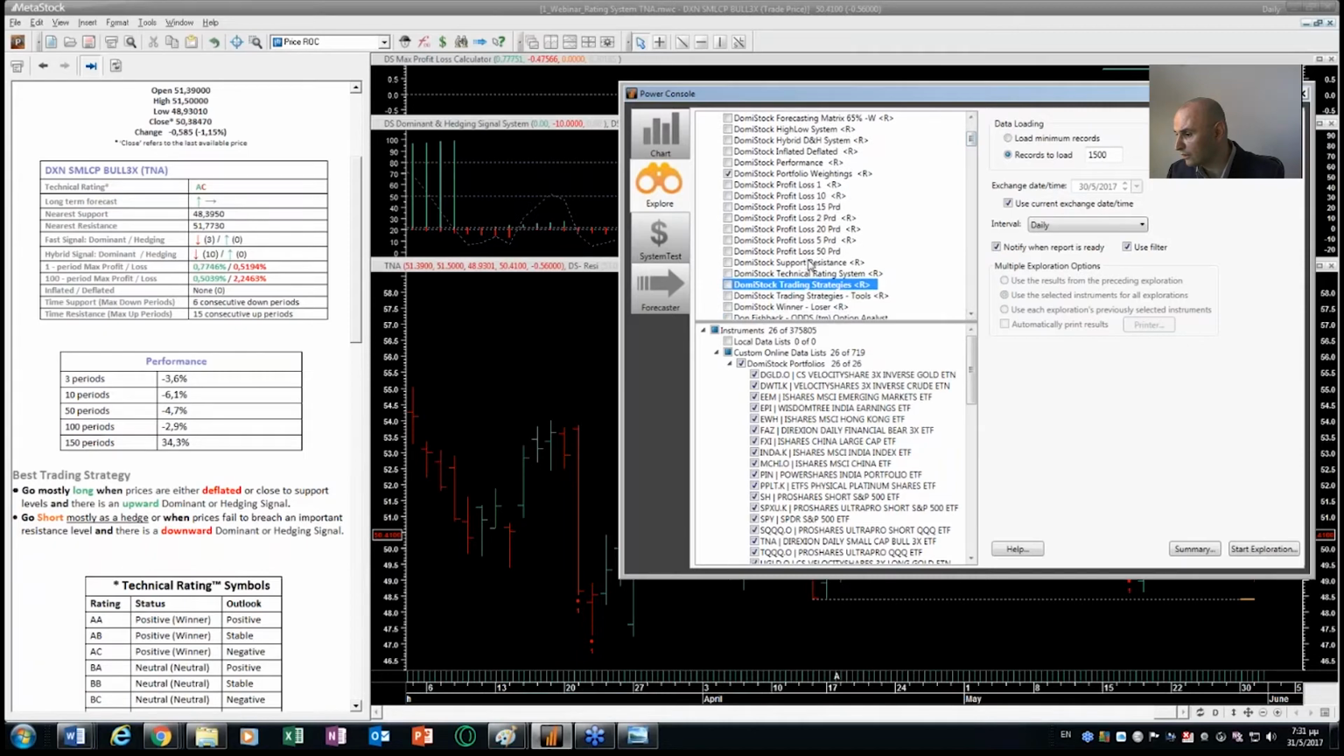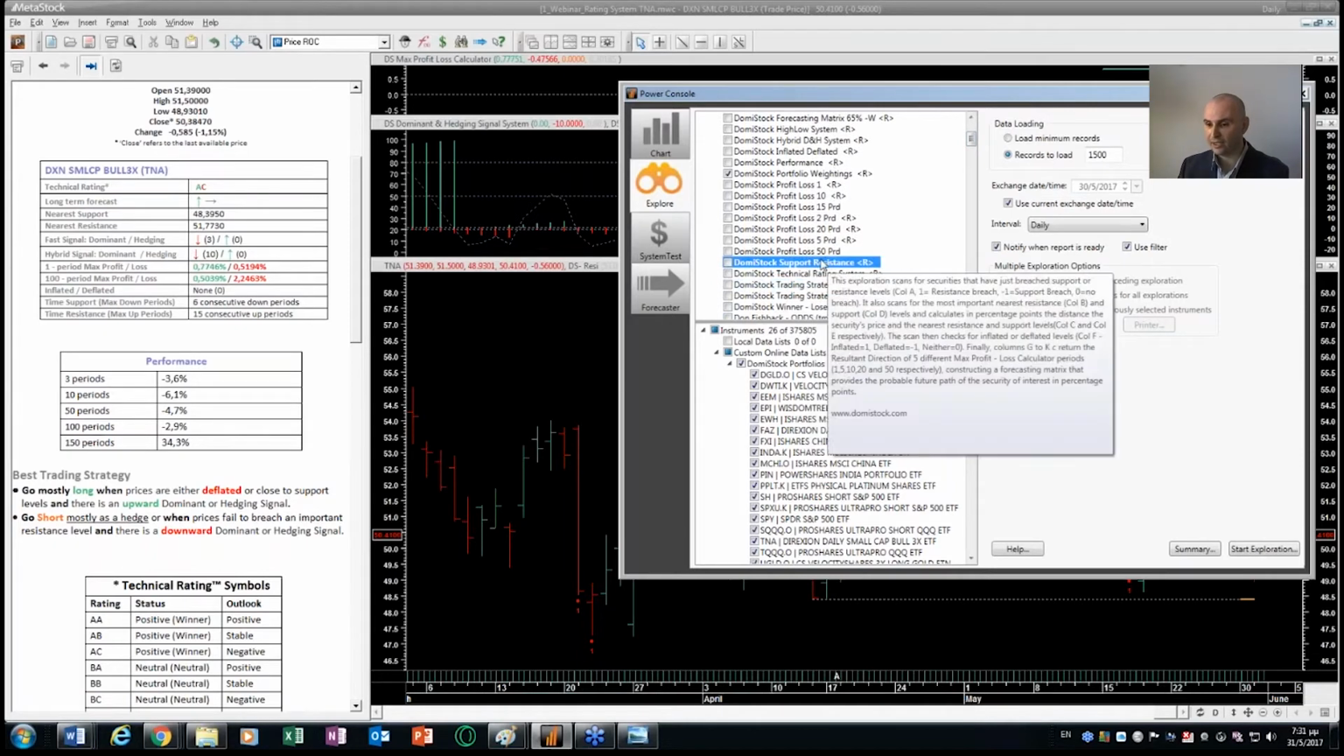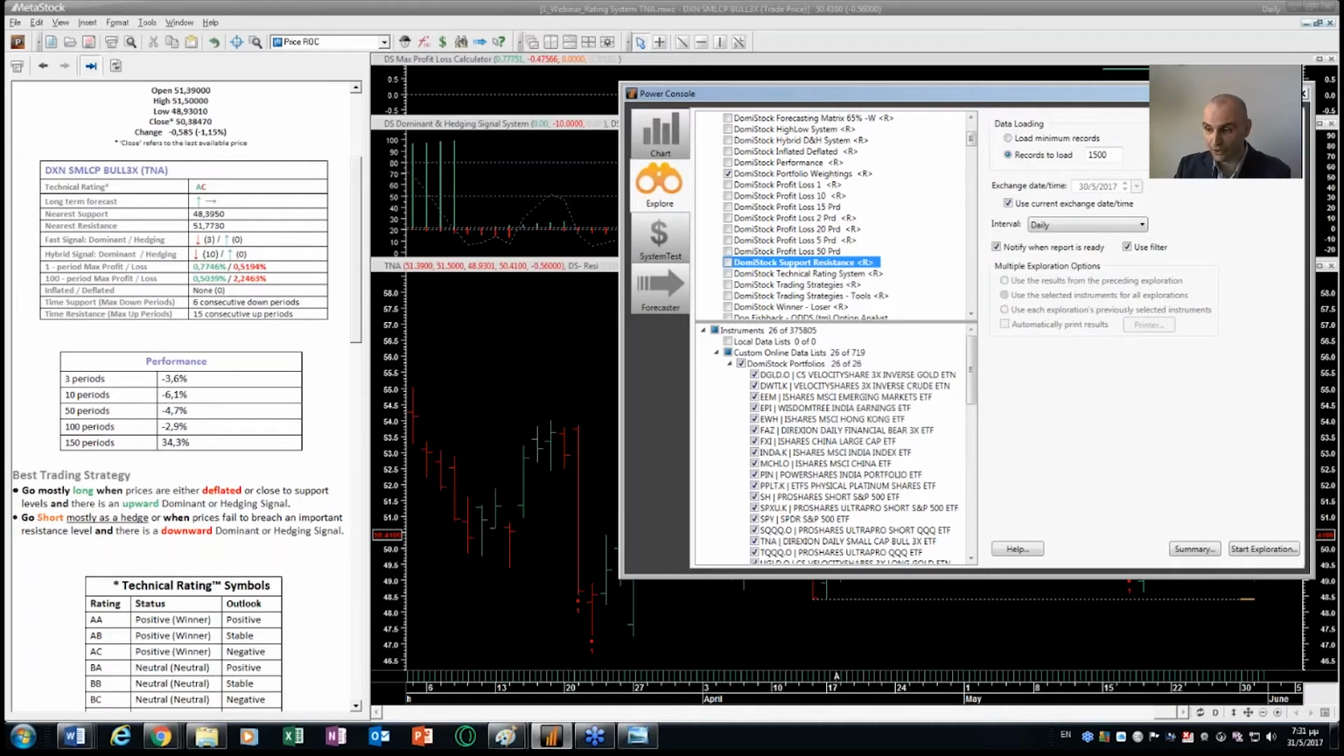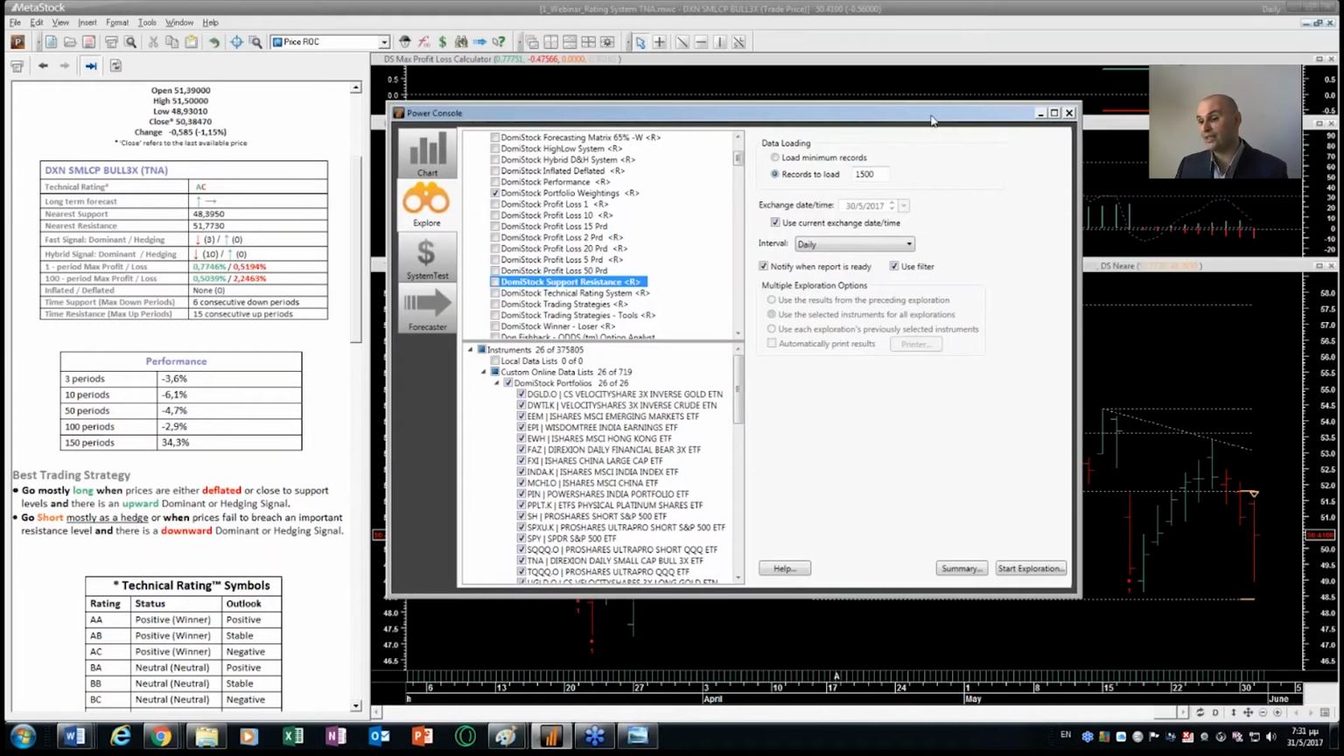Here. Okay, so what this does is it shows you if you have a resistance breach. It scans securities that have just broken resistance or support. And it really works because it takes into consideration the theories that I told you. So this is an advanced algorithm. Okay, let me close this one again.